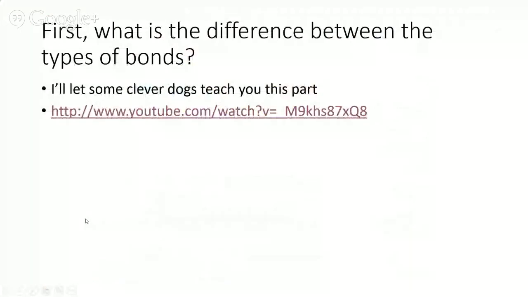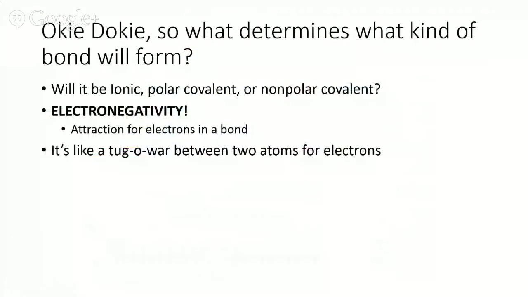All right. So those are the different kinds of bonds. So what determines what kind of bond will form? Which one are we going to get? And the answer to that is electronegativity, right? It's all about the difference in electronegativity, which again is an attraction for electrons in a bond.